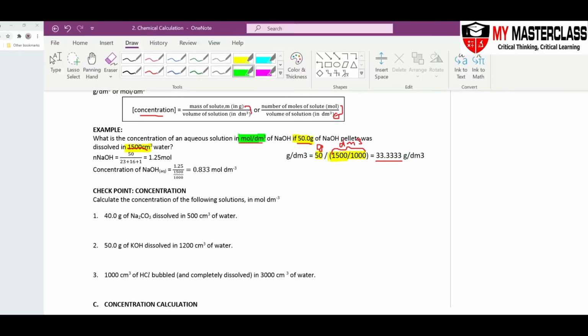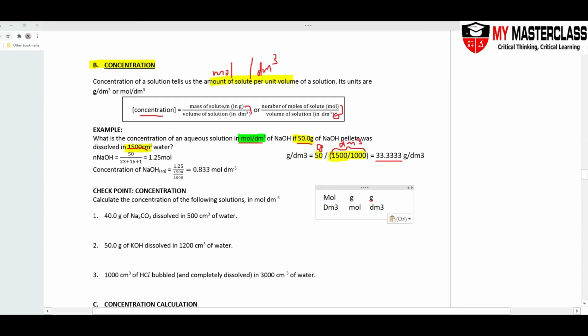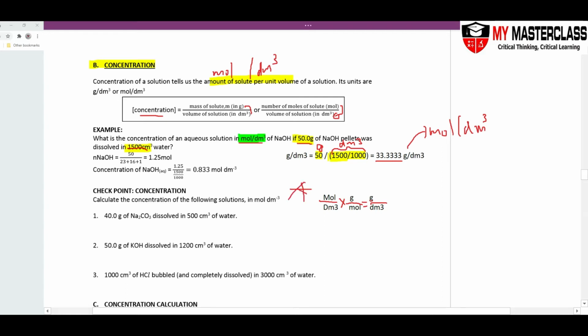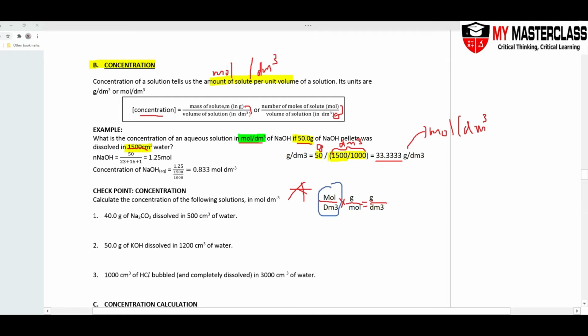So how do I convert this gram per dm cube to mole per dm cube? You have mole per dm cube as the unit, and if you times gram per mole, this will give you gram per dm cube. Why is this important? Let's look at this again. Mole per dm cube is what the question is asking me to find now.